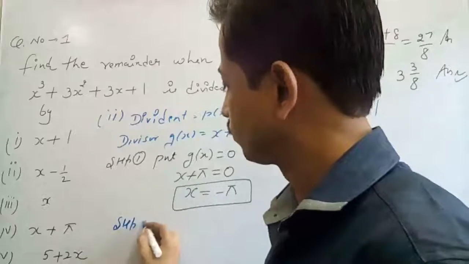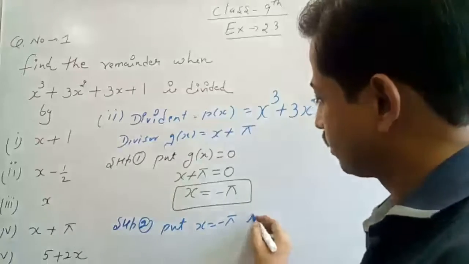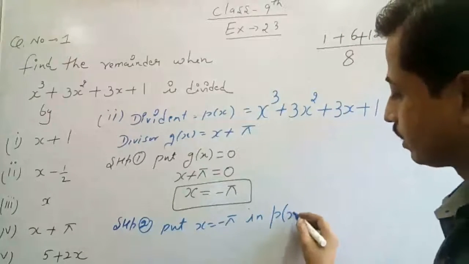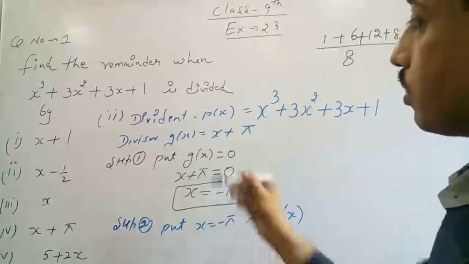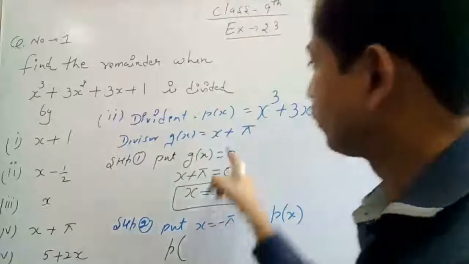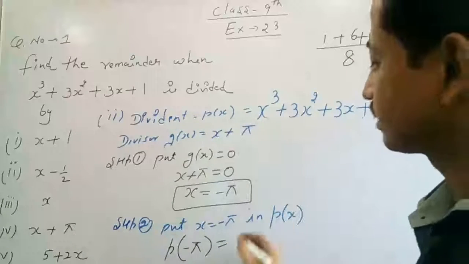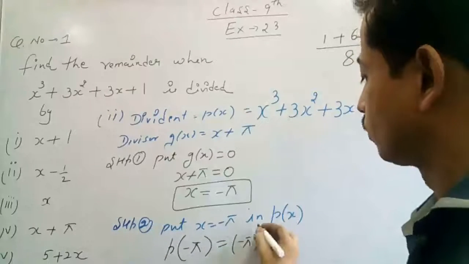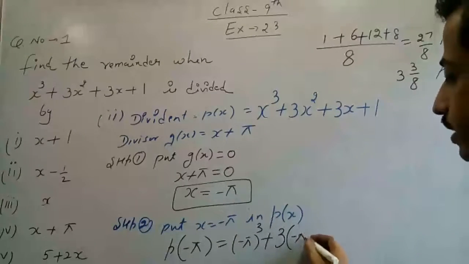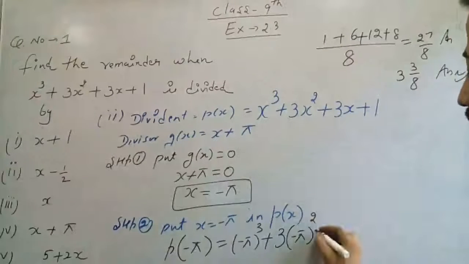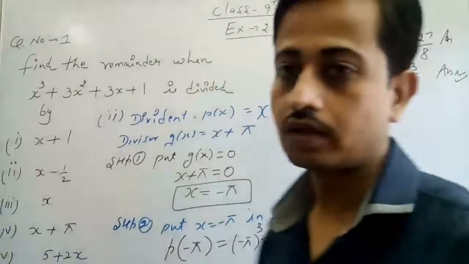Step 2, put x is equal to minus pi in the dividend polynomial, and dividend polynomial means p of x. Now put all the values. P of minus pi, which is equal to minus pi whole cube plus 3 into minus pi whole square plus 3 into minus pi plus 1. Now we have to solve.